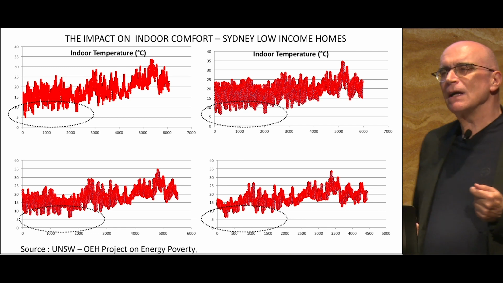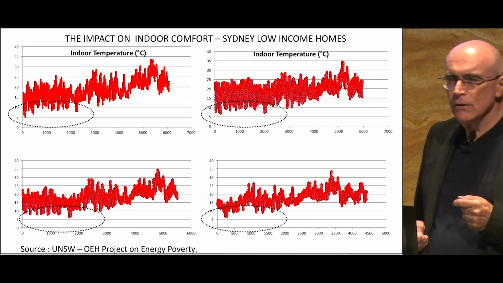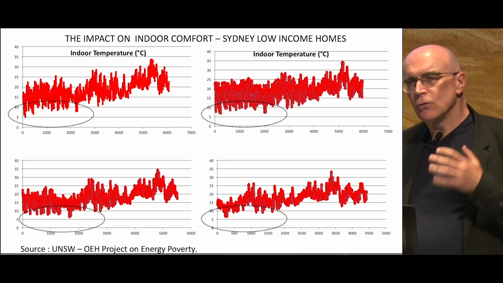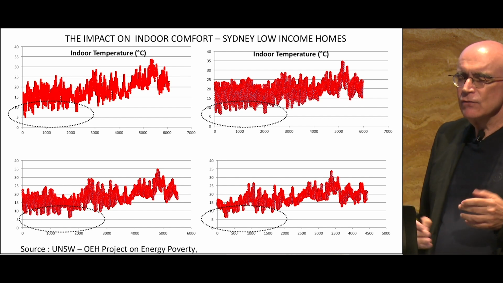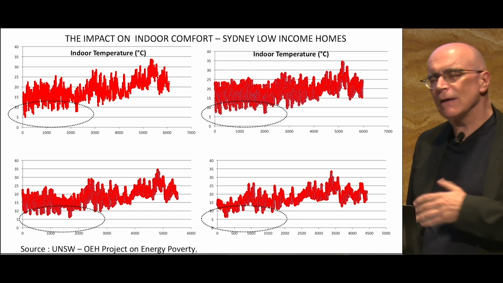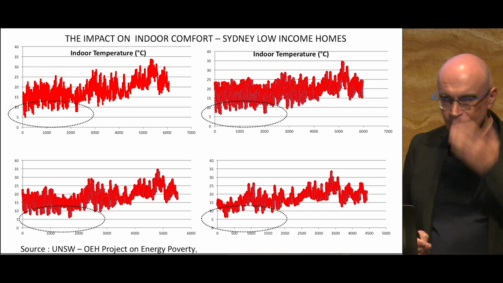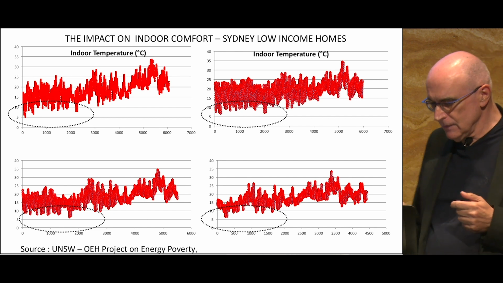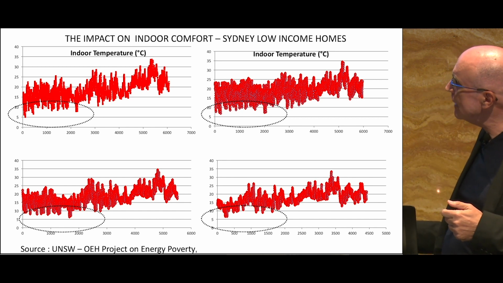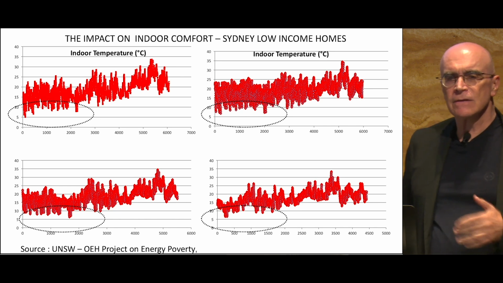What is happening in Australia? During the last year, we had the privilege, together with OEH, to continuously measure the temperature in 100 low-income households in Western Sydney and Eastern Sydney at the same time. I will show you the results of winter. I was really surprised to see that during winter, indoor temperature may be as low as 5, 6, 7, 8 degrees.